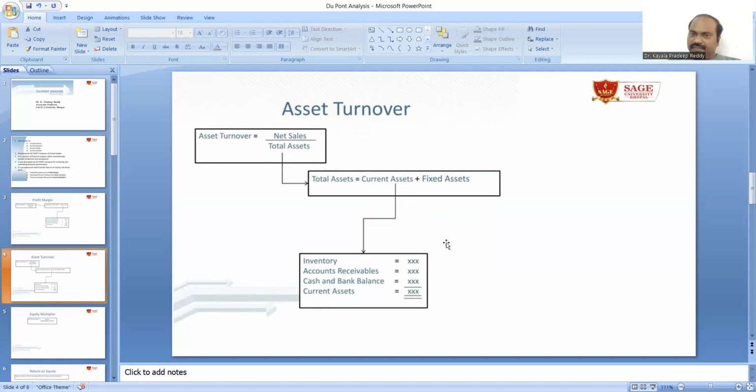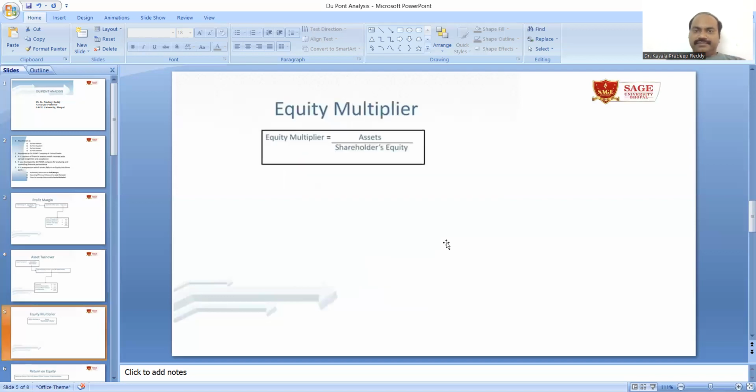And the fixed assets are whatever we have purchased for the long-term tenure of the company, like land, buildings, and machinery, together considered as fixed assets. Here current assets have also been categorized into inventory, accounts receivable, and cash and bank balance. So this is the assets turnover. Assets turnover is equal to net sales by total assets.